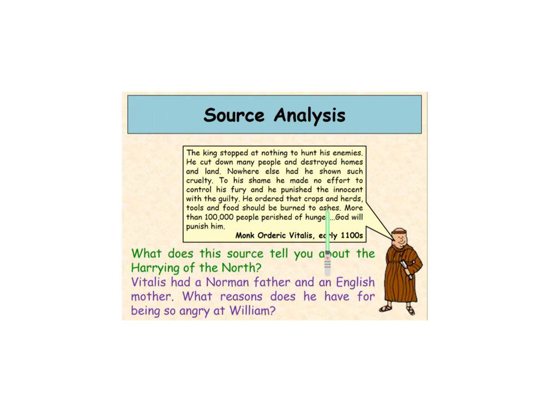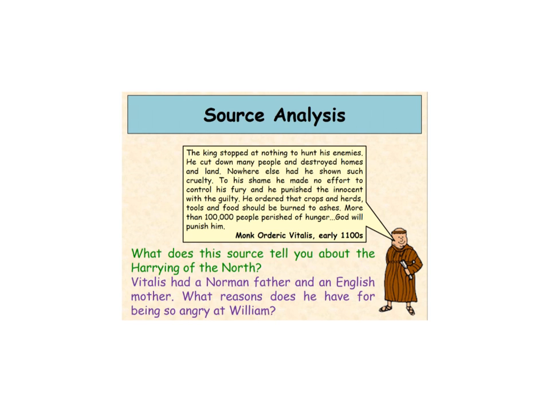Now I want you to focus on it from the perspective of the harrying of the North. What does this source tell you? What can you learn? What can you infer from this source about the harrying of the North? Now, Orderic Vitalis had a Norman father and an English mother. So he's pretty much the best of both worlds, if you'd like. So what reasons does he have for being so angry at William? Go through the source. So if your target is a 2 to a 5, you should be able to do this one. And if you're a 6 and above, you should be able to do the purple, please.